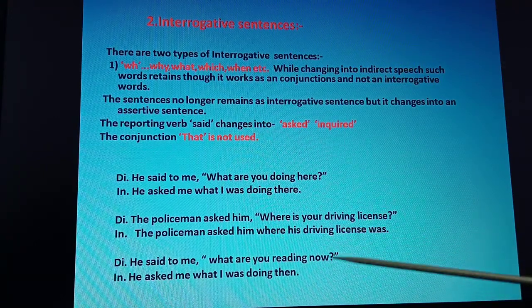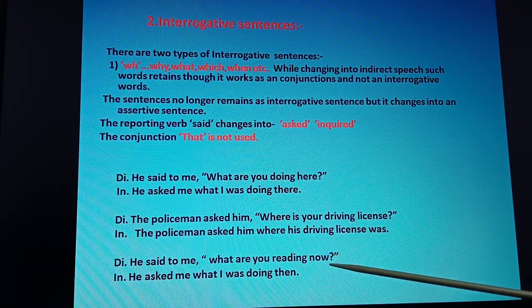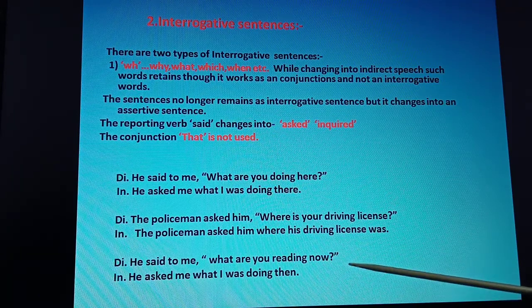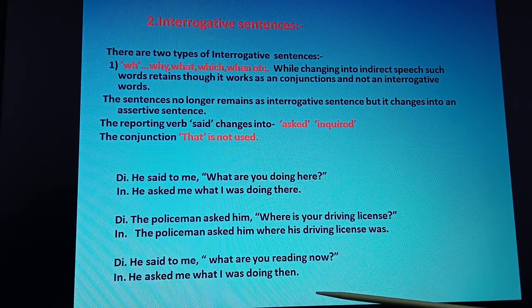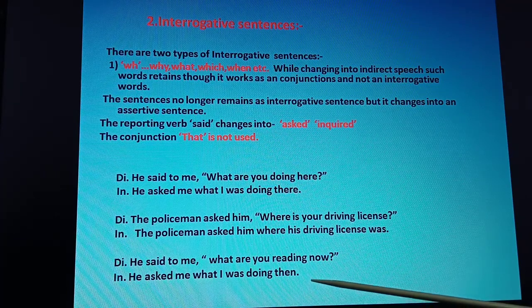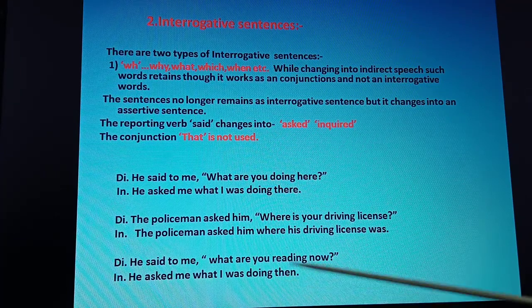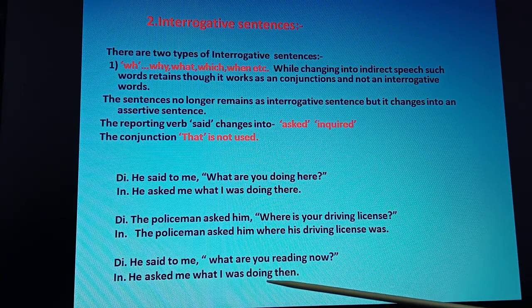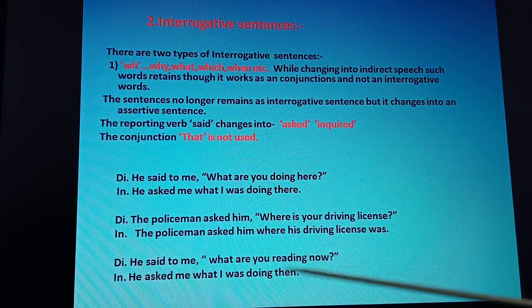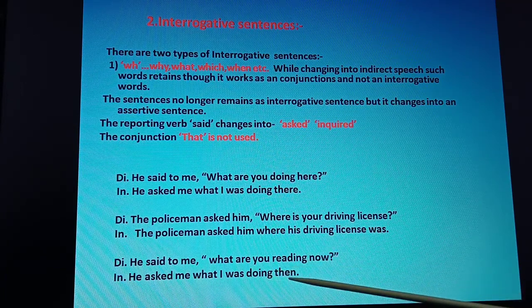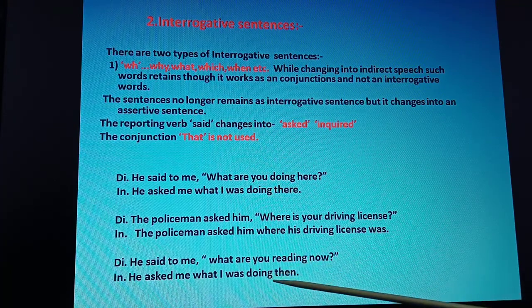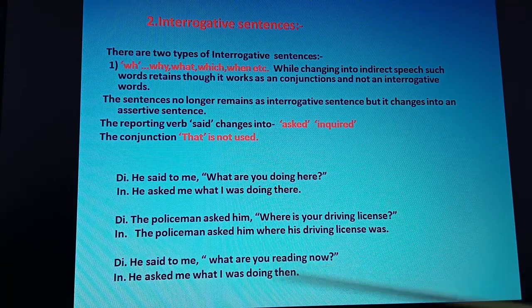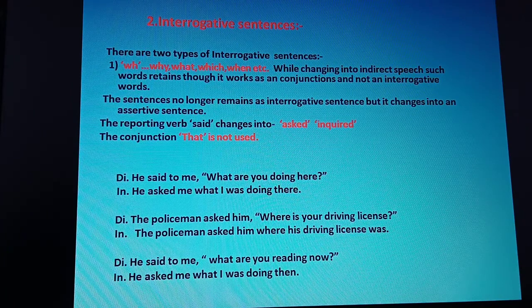Therefore, the policeman asked him where his driving license was. Clear? Third example. He said to me, what are you reading now? Question mark. He asked me what I was reading then. Sorry, here, instead of reading, there is a typing mistake, doing came. What are you doing now? So what I was doing then. Or if it is reading now, what I was reading then. Now will change into then. Rest all remains the same. Clear? Inquiry word did not come here. So let us make one sentence of inquire.